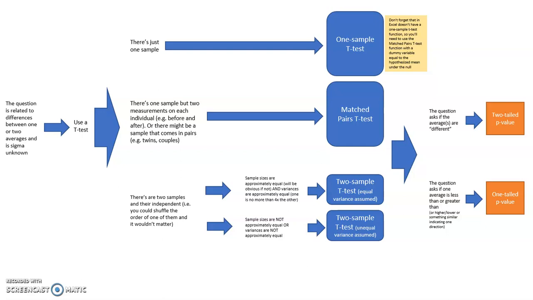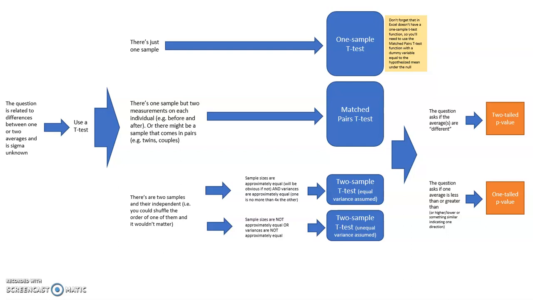You're just trying to test, is this different? Is one average not equal to the other, or is this average not equal to the hypothesized mean under the null hypothesis? And then if it asks either less than or greater than, and there might be different words, it might be higher or lower, less, greater, more, an increase or a decrease, something suggesting just one direction, either getting higher or lower, then you would use the one-tailed p-value.